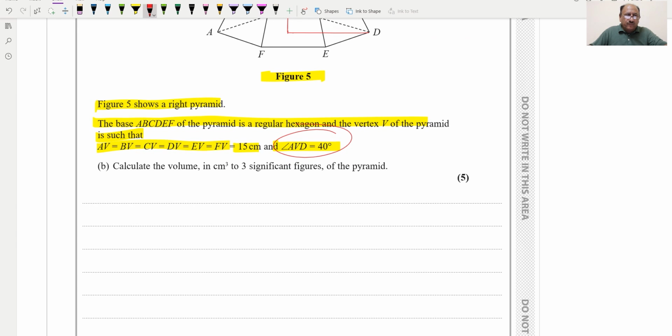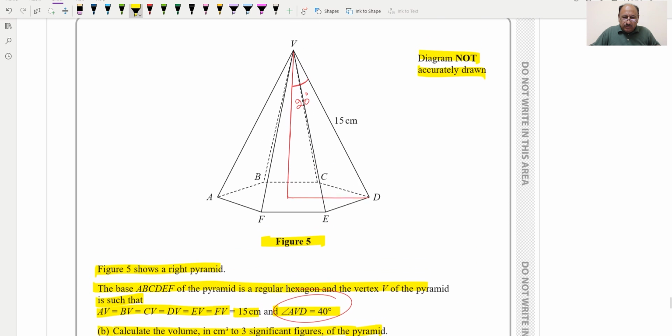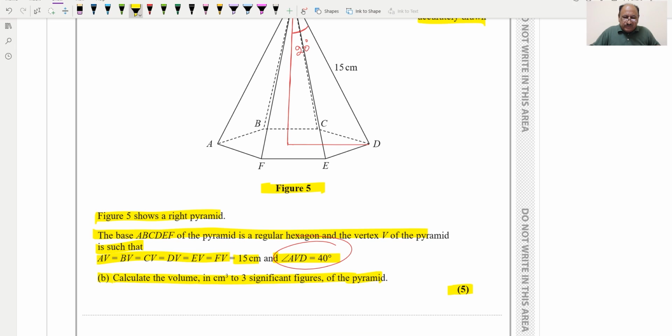Now first of all, we'll go through the complete question. B part: calculate the volume in centimeters cubed, to 3 significant figures, of the pyramid. And this is a 5 mark part. So first of all, we will find the sides. The base is a regular hexagon, which has 6 sides. So the angle, we can calculate using cos theta.